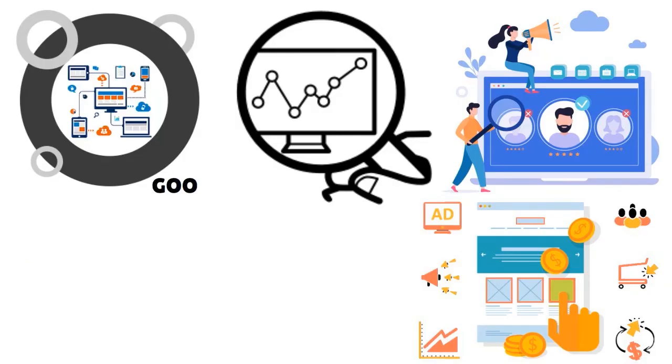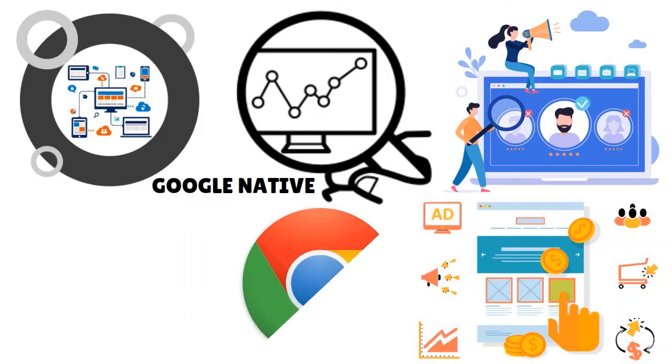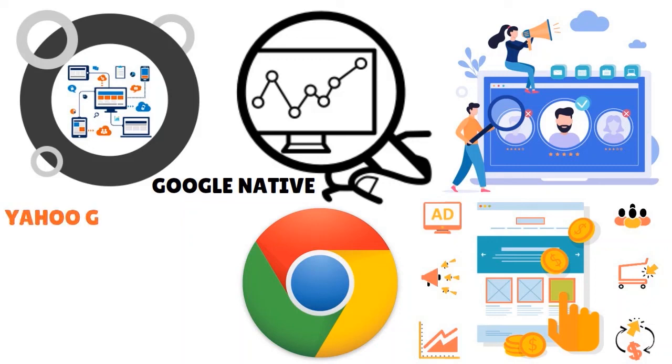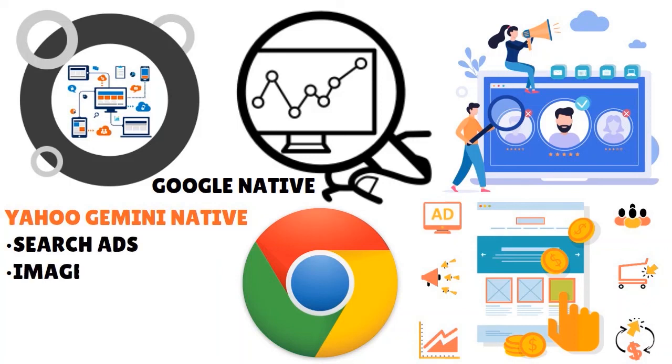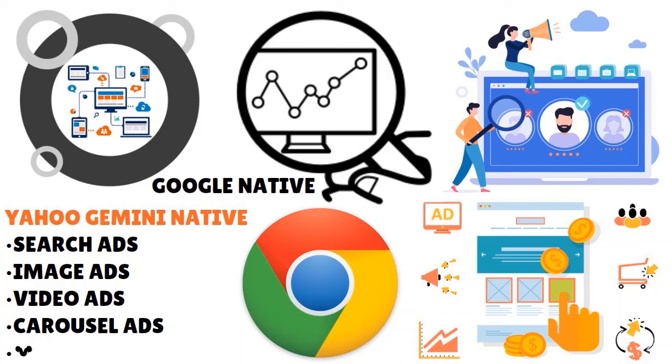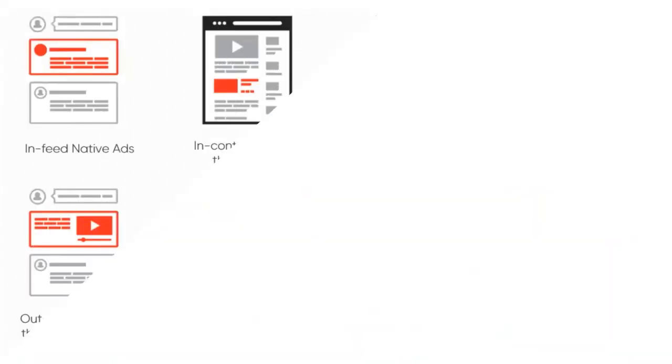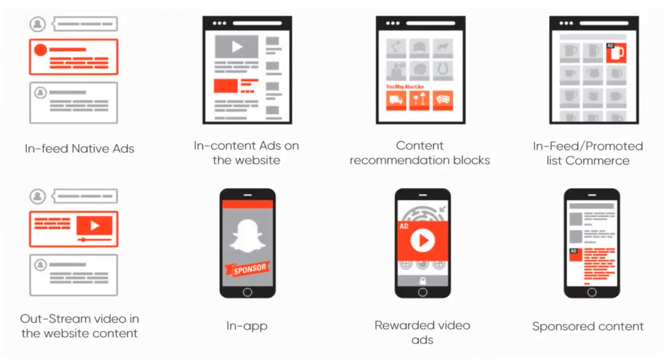You also have Google Native. With Google AdSense, you can create native in-article and in-feed ads that look just like the content around them. So this is really good. You also have the Yahoo Gemini native, that allows you to have search ads, image ads, video ads, mail ads, and whatnot. So when I'm talking about native ads, the sky is the limit.